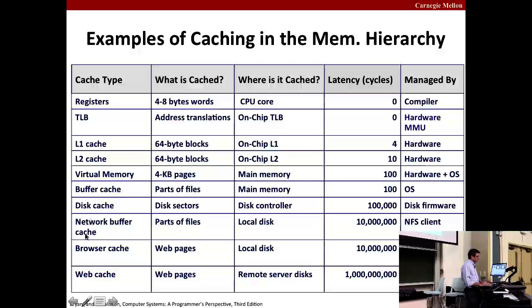Networks maintain caches. Things like NFS and AFS maintain local caches on disk. Your browser has a cache, so when it fetches files from servers, it stores those files locally on disk. If you reference those web pages again, they're served from your local disk rather than going all the way across the network. So the point is that these caches exist everywhere in the memory hierarchy, and they're all based on the same principles. They're just implemented in different ways.